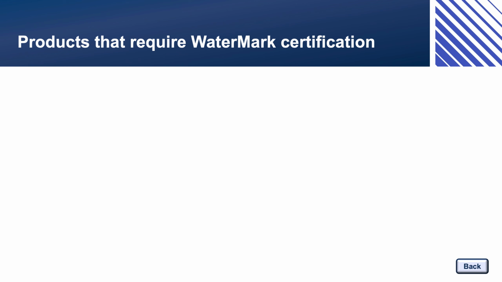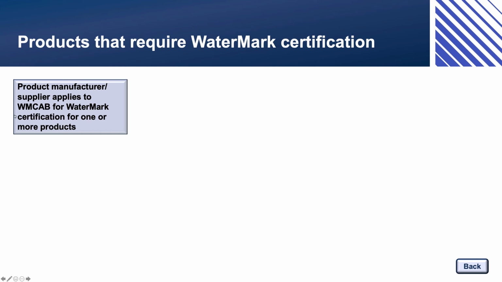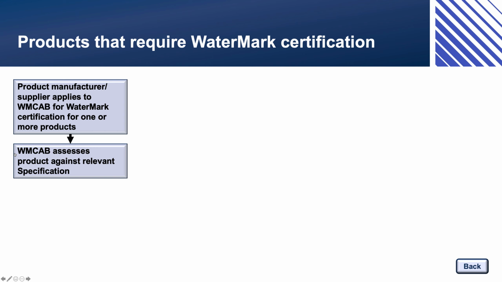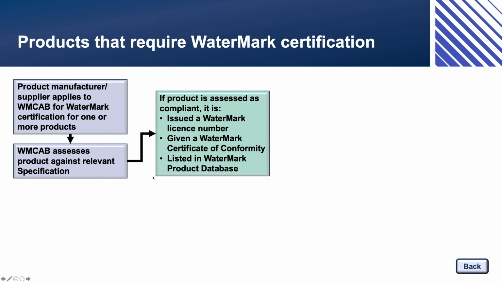Products that require WaterMark certification. Let's look at the process for obtaining WaterMark certification. The product manufacturer or supplier applies to a WaterMark Conformity Assessment Body, or WaterMark CAB, for WaterMark certification for one or more products. WaterMark CAB assesses products against relevant specifications. If a product is assessed as compliant, it is issued a WaterMark licence number, given a WaterMark Certificate of Conformity, and listed in the WaterMark product database.